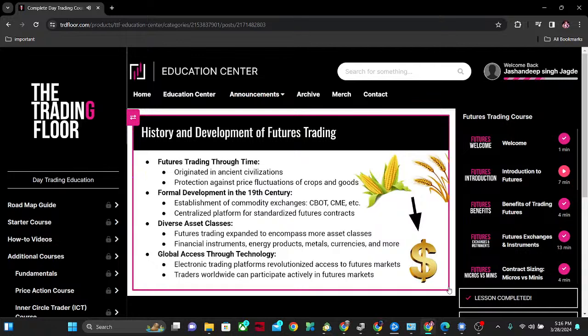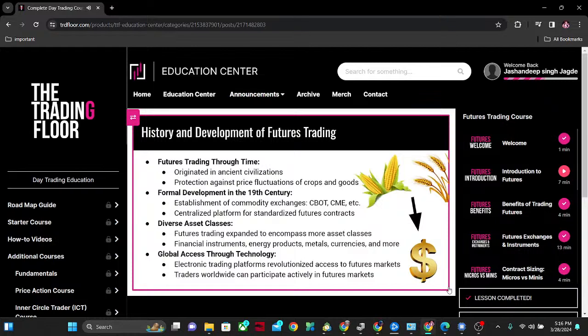History and development of futures trading. Futures trading has a rich history that dates back centuries. It finds its roots in ancient civilizations where farmers and merchants engaged in forward contracts to protect themselves against price fluctuations of their crops and goods.